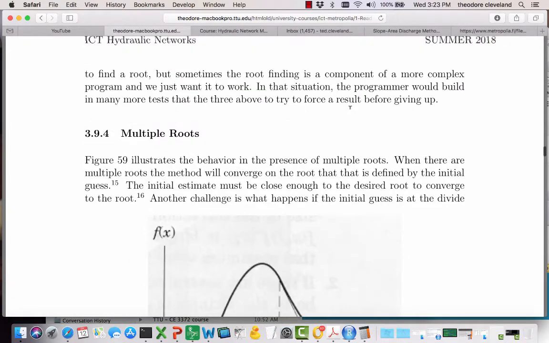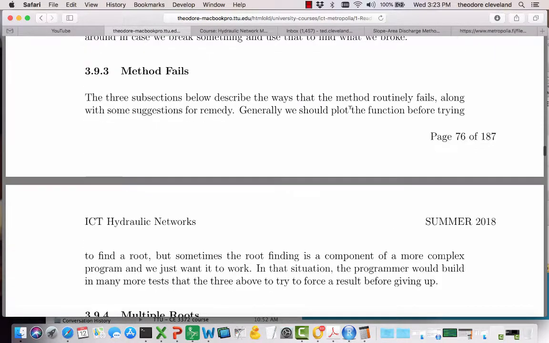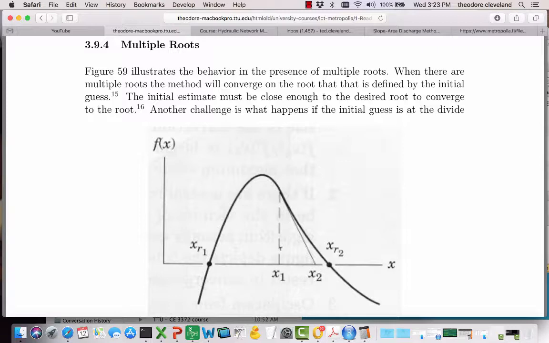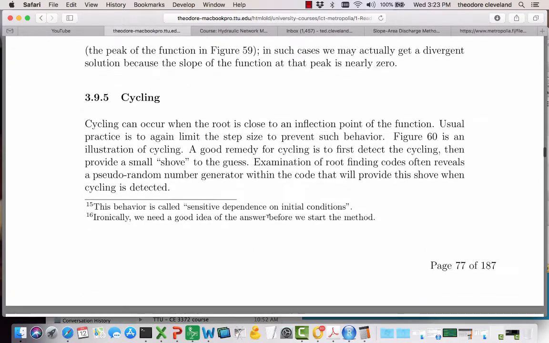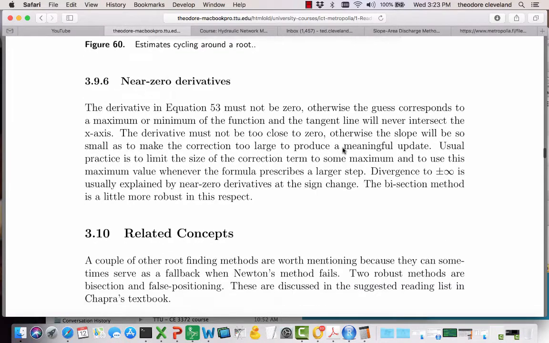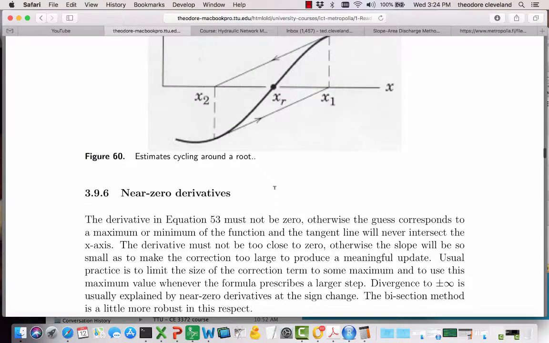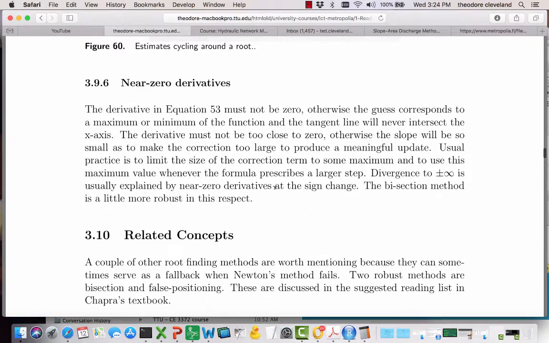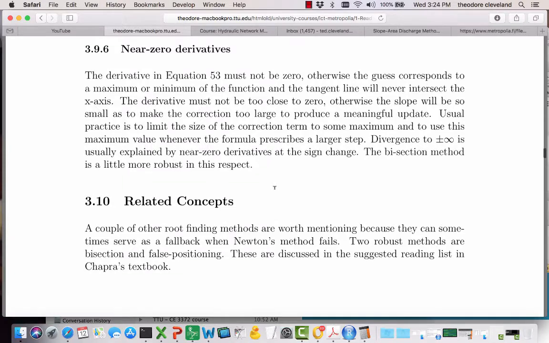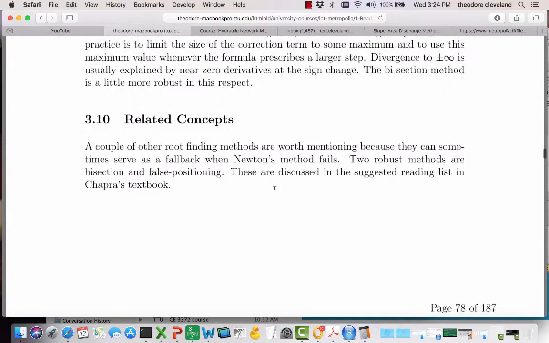Once we move up to higher dimensions, things get a little trickier. Things that cause the methods to fail include multiple roots, and so we have sensitive dependence on initial conditions. Depending on where the guess is, it will either converge to this root or that root. Cycling is where the result of the tangent is such that it just cycles around a root. The usual solution to that is to put a random bump in the answer and keep going. And if we get near zero derivatives when everything else is non-zero, we'll start dividing by zero and we get plus or minus infinity and the numerical method falls apart.